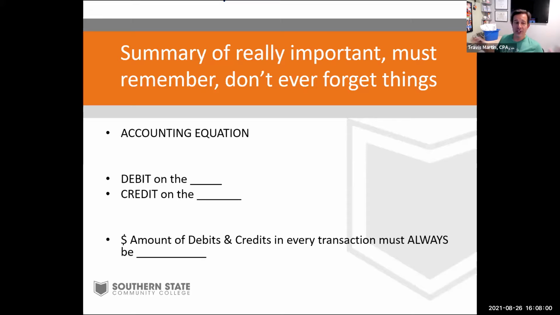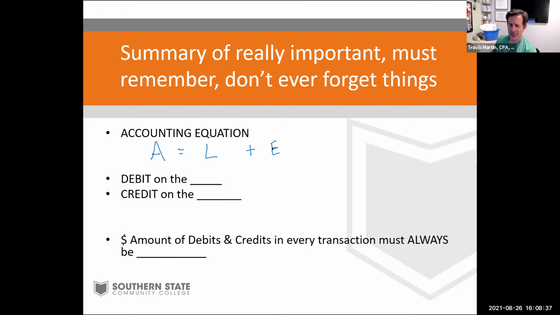So the summary of it, really important, must remember, don't ever forget things in chapter 1. And if you can think back a few days from now and you have these down, great. First of all, that accounting equation. Assets equal liability plus owner's equity. A equals L plus E. So that's your dinner conversation right there.